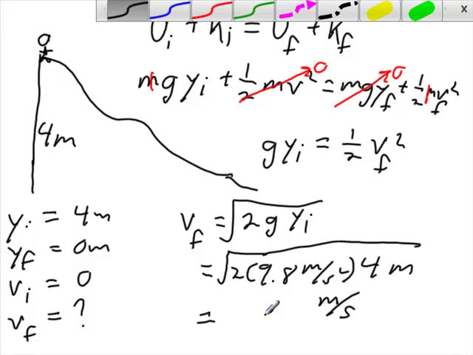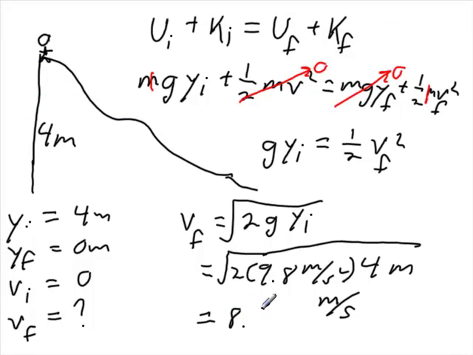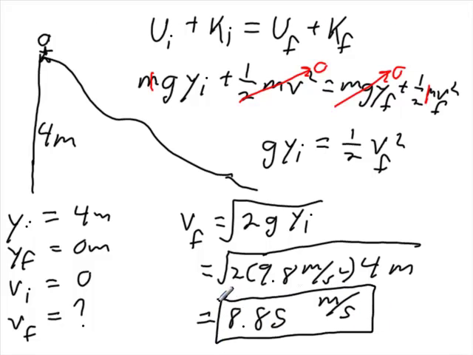So that is 8.85 meters per second. Alright, so we get going pretty fast on that slide. And that allowed us to solve a problem we couldn't have solved with just forces or forces and momentum.